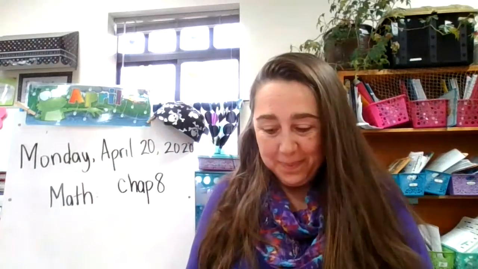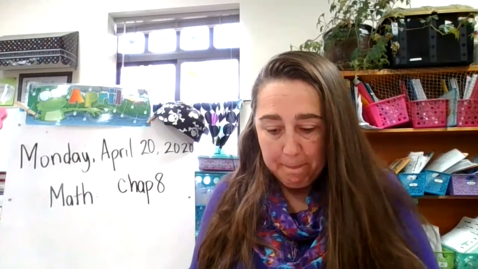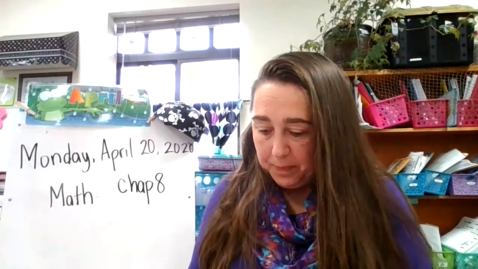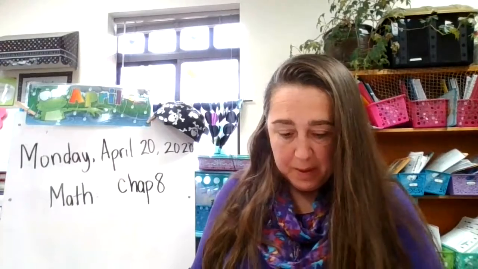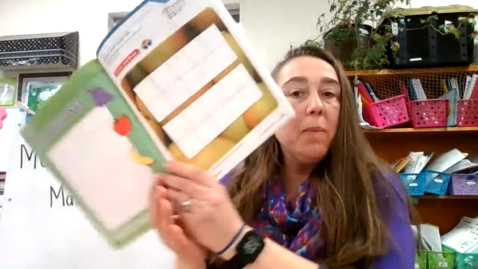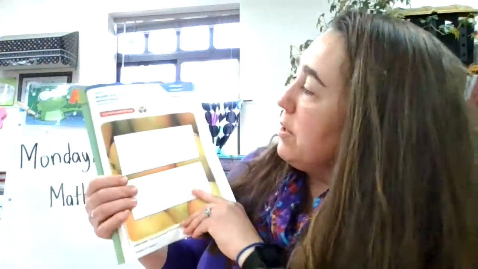Let's get started. If you haven't pulled out your Chapter 8 book, pause it now. Pull out your Chapter 8 book, a pencil, and get ready to follow along. Okay? All right. So our first job is we're going to turn to page 8.1. Our question is, how can you show and count 20 objects?